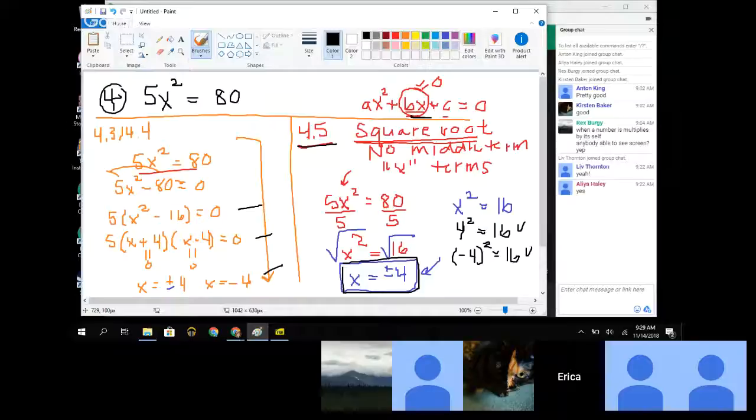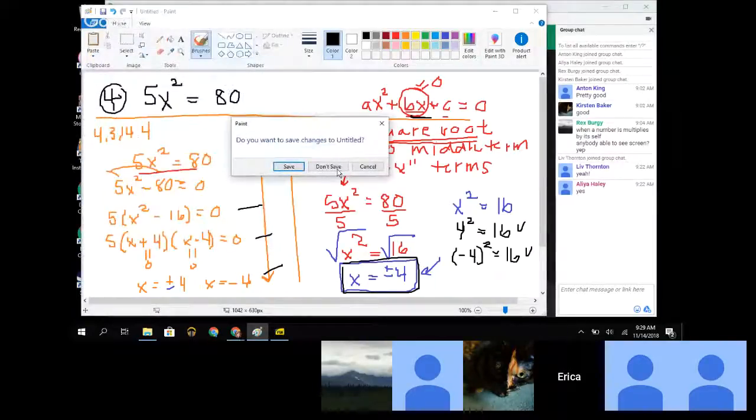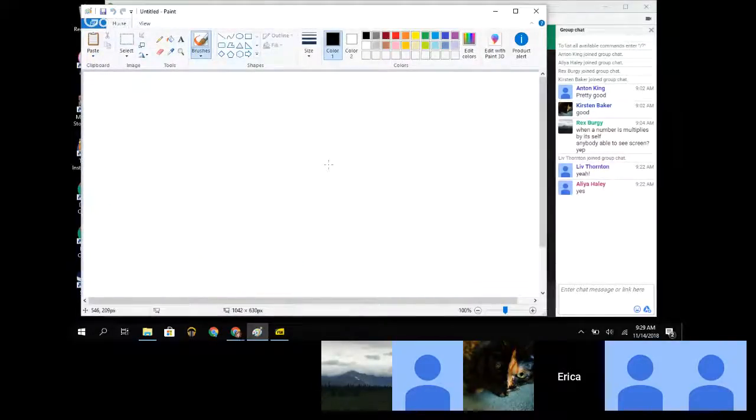Okay, so let's try another one. What if I have z squared minus 7, all the numbers that don't look like the right numbers, equals 29. Okay, and I asked you to solve for z, right?